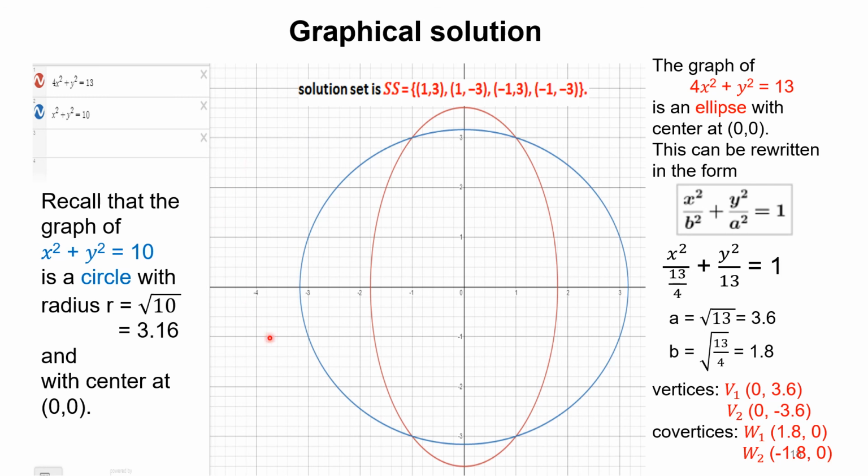Again, the sketching of your circles and your ellipses, as well as other conic sections, will be discussed later. So we just made this visualization so that you will see the solution set, or the points of intersection in this case.